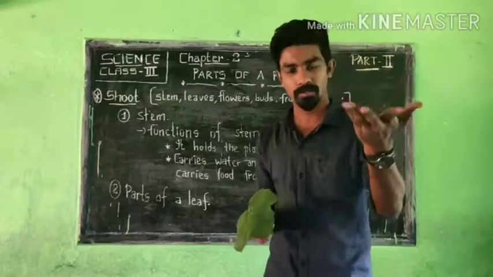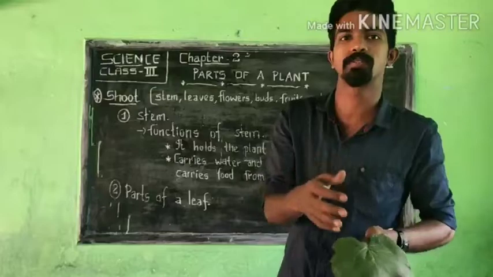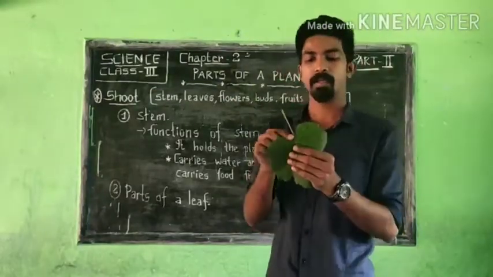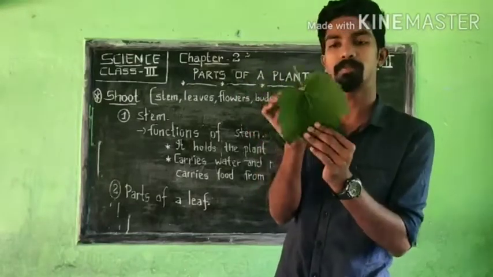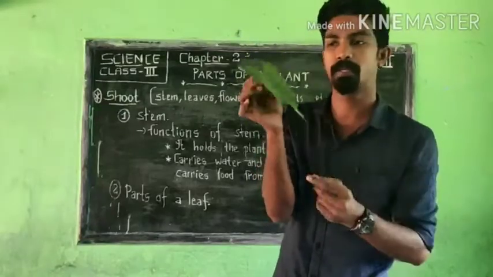You don't need to go to the garden. Take leaves from beside your house or somewhere else. Take one leaf and observe it. You can clearly see some of the parts in this leaf. You can see some lines are there, some big lines are there.